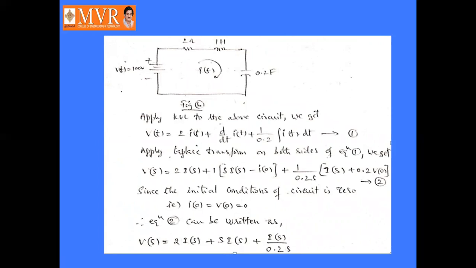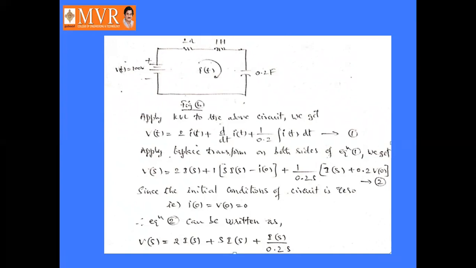Now we will apply Kirchhoff's voltage law (KVL) to the above circuit. So it will become v of t is equal to 2 into i of t plus 1 into d by dt of i of t plus 1 by 0.2 into integral i of t dt. That is treated as equation number 1.